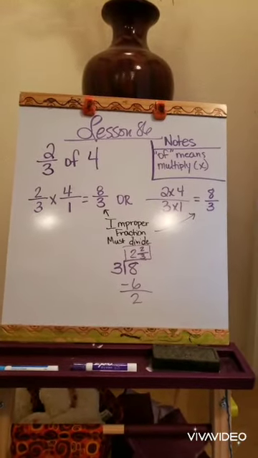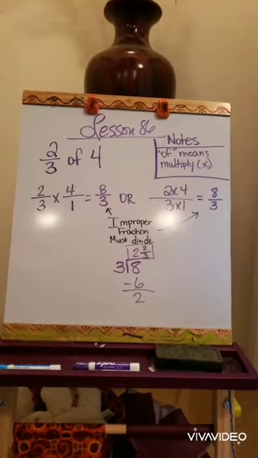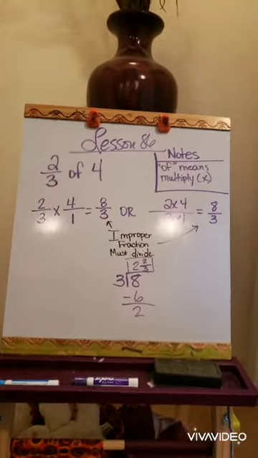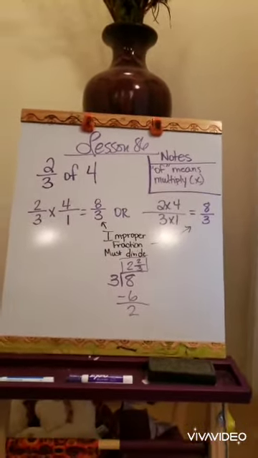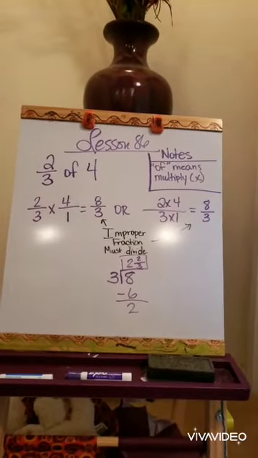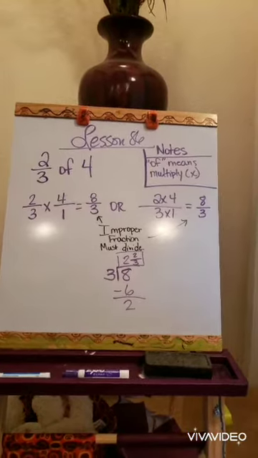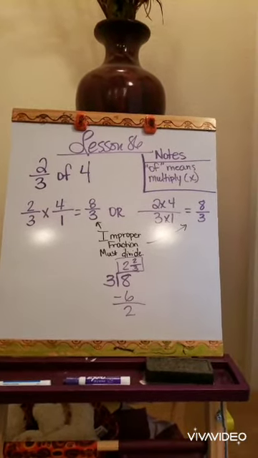Just want you guys to remember that when we found a fraction of a whole number, we divided that whole number by the denominator of that fraction. For example, if the question says find 1/3 of 24, you would basically just divide 24 by the 3.